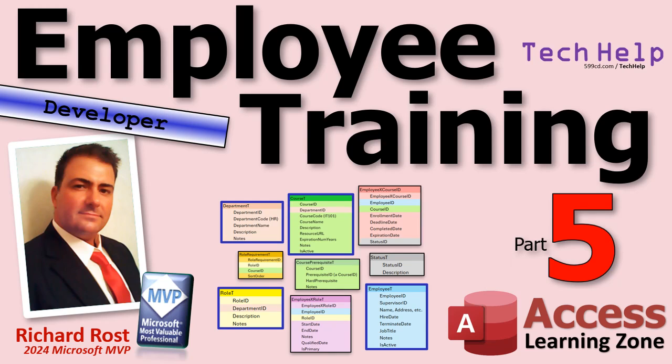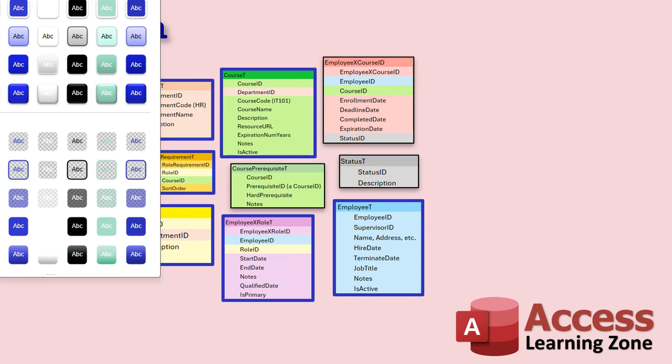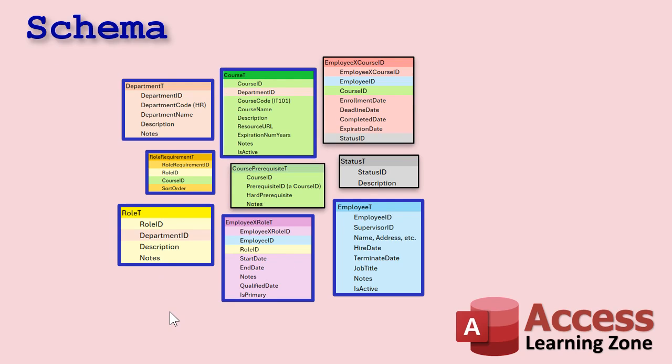We're training employees and tracking what they're doing and learning what they know and all that stuff. Okay, what do we got to do today? All right, so in part 4, we covered this one, employee X role T, so we could change our border. Let's change that. There we go. That one's done. Today, we're going to do the employee X course T, so we know what courses they've taken.